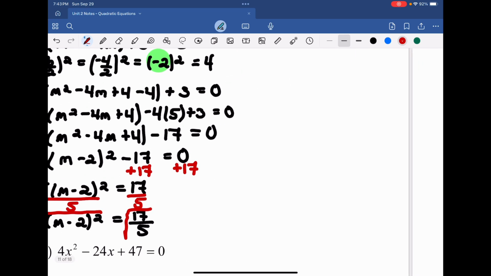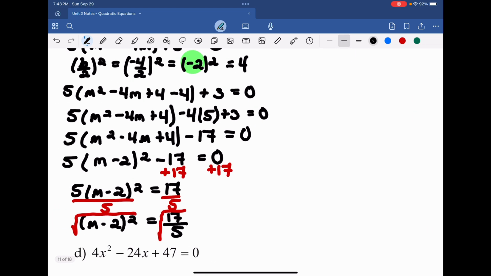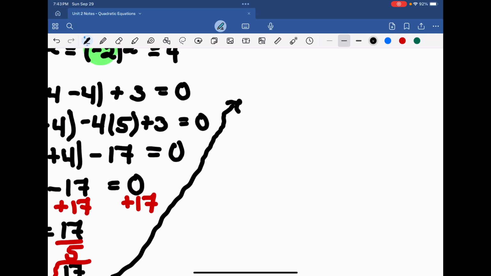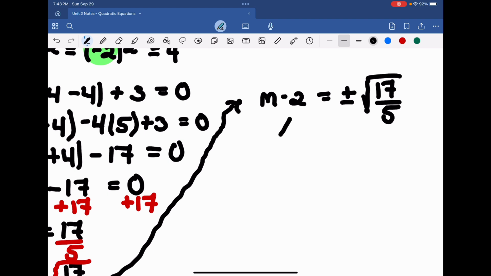Now, what we're probably going to have to do is carry it off in this white space here, which we've got more than enough room to do. So I'm just going to arrow up here. In doing this, we're going to get m minus 2 is equal to the plus or minus root of 17 over 5. And in this situation, 17 and 5 are both prime numbers. We can't perfectly square root them, so it's plus or minus this radical.